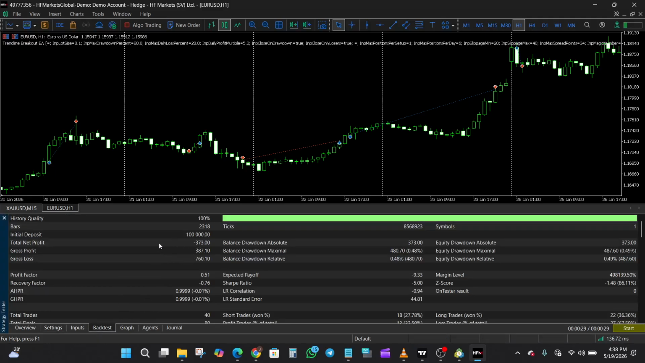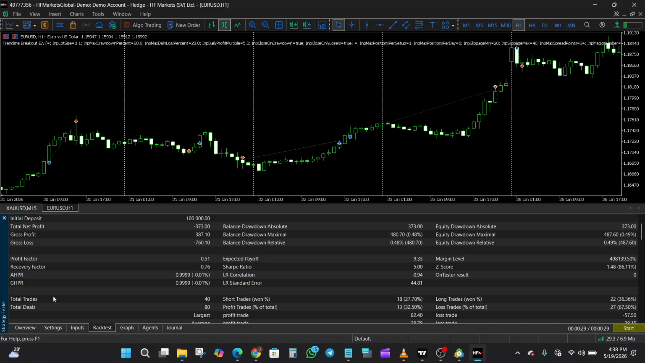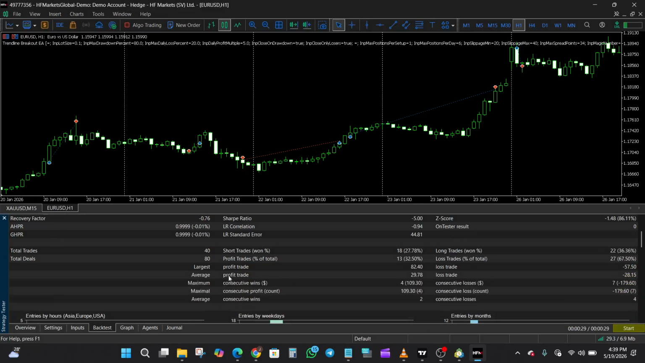Looking at the backtest results, we can see that from an initial deposit of $100,000, there was a total net profit of negative $373, and we had 40 total trades taken, 18 short trades with 27.78% win rate, 22 long trades with 36.36% win rate, right? So the largest profit trade was $82.4 and the largest loss trade was $57.5. The average profit trade was $29.78 and the average loss trade was $28.15.